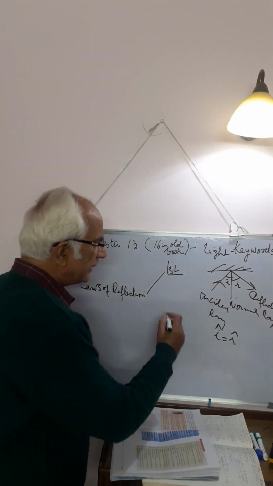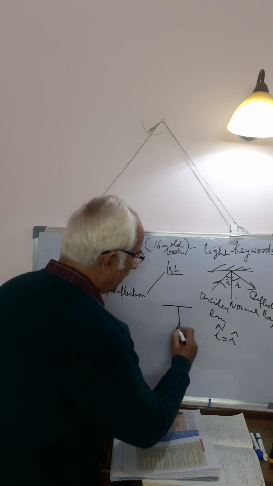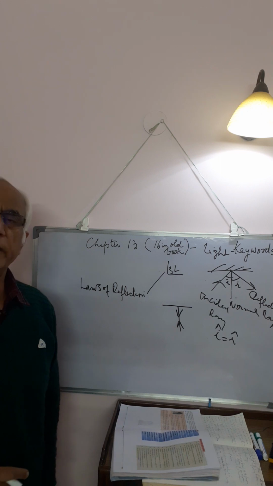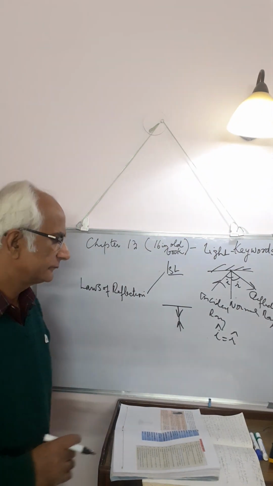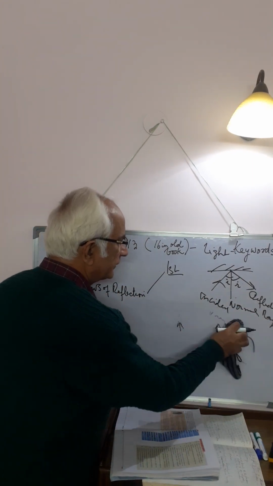Okay? Supposing this is normal. The ray of light falls on the normal. So it will come back on the same line. That is the first law.